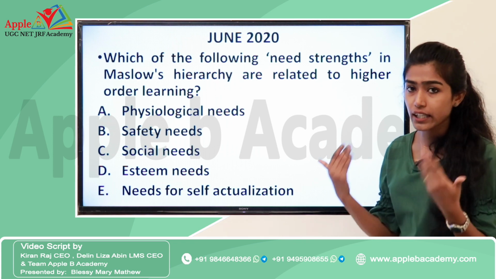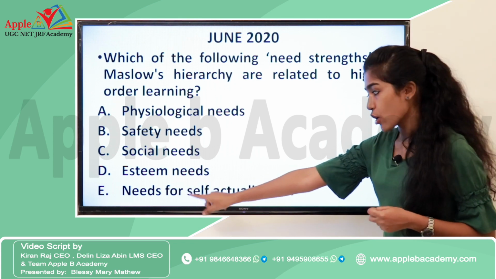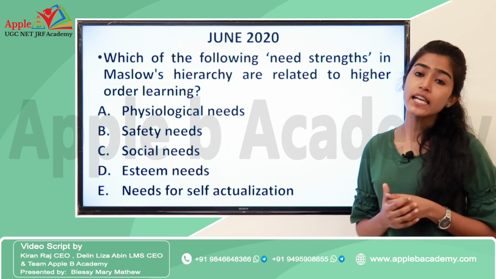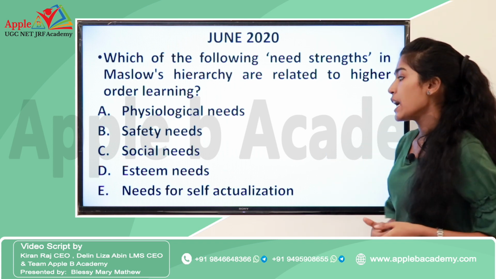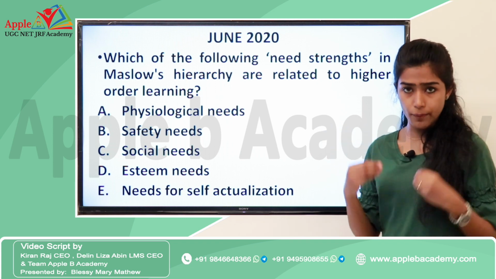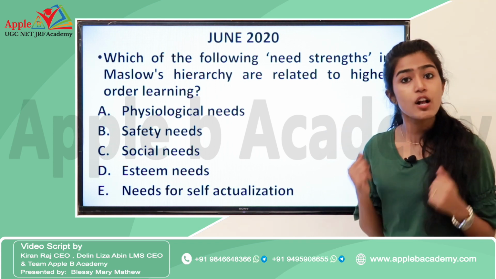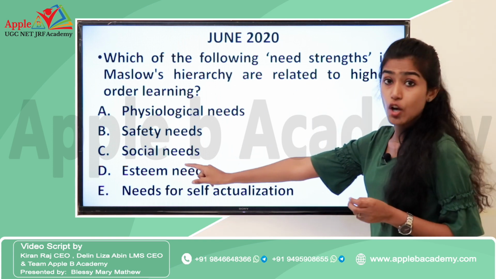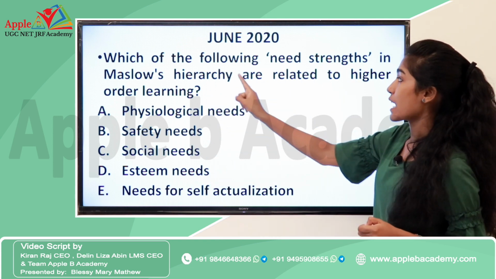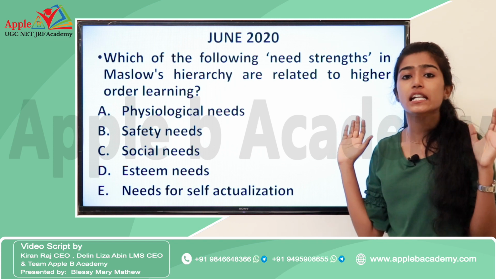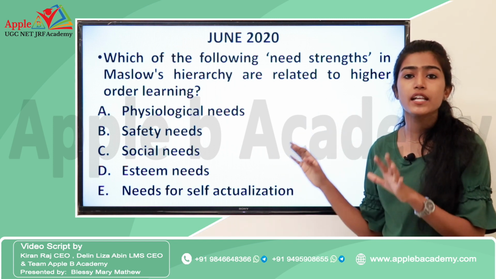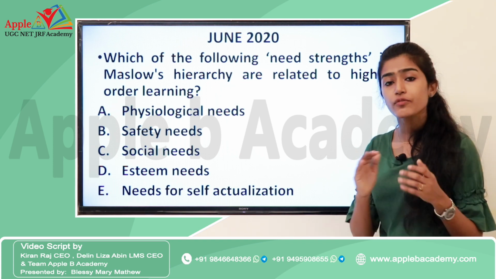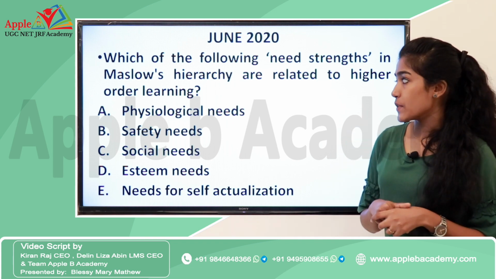So, in order to have higher order learning, we need esteem needs and also need for self-actualization. Self-actualization helps us to give our full potential in the field of learning or in the field of education, and esteem needs is actually the feeling of accomplishment, or that confidence part of us that is also required for the learning process, right. So, the right answer for this question is option D and E. So, when you are learning Maslow's hierarchy of needs, please do remember that we have to associate it with the context of teaching and learning, or in the context of education. So, we can answer the questions that will come from this particular area.